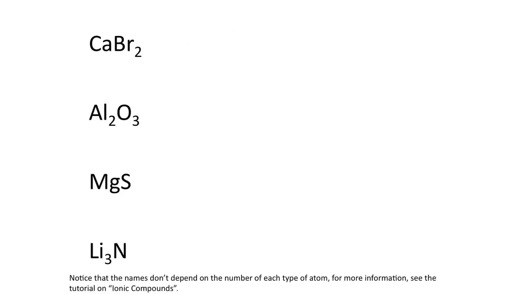Okay, let's look at a few examples. In this first one, I have CaBr2. Remember that the cation gets to keep its own name. So we'll name the cation calcium. For the anion, we take the name of the element, we drop the ending, and we change it to "ide," so this would be bromide, calcium bromide.